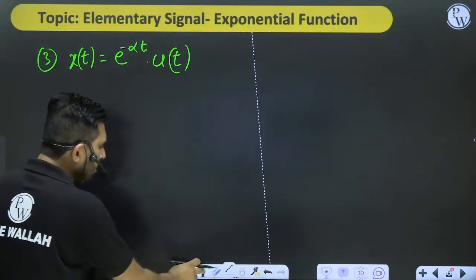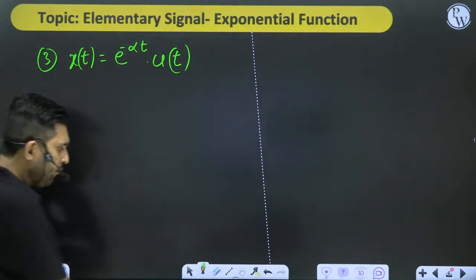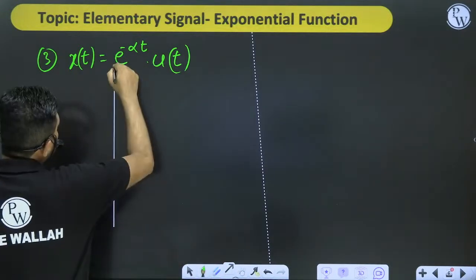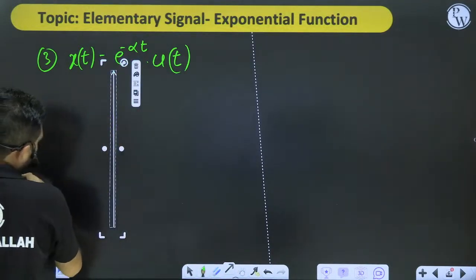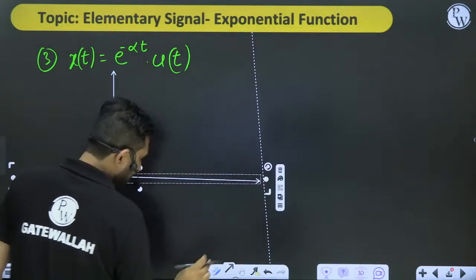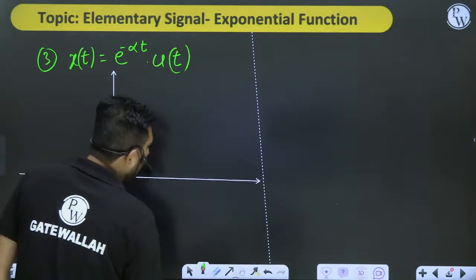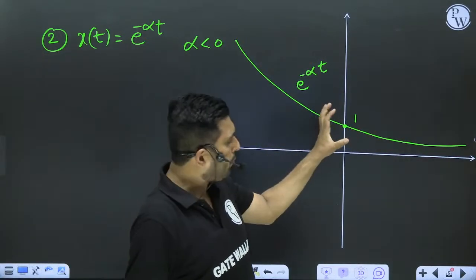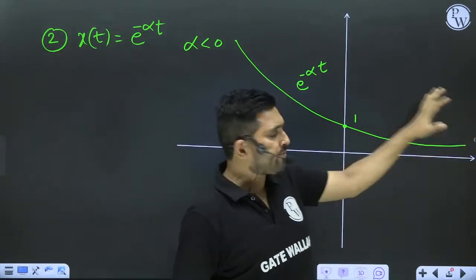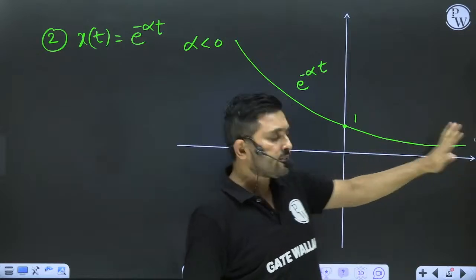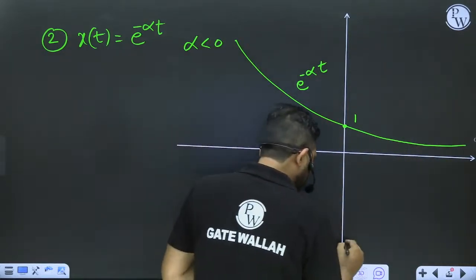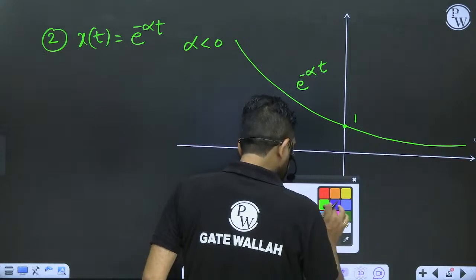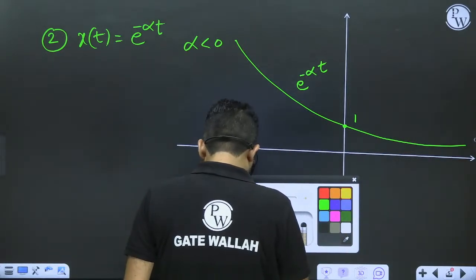Listen carefully. See here, what is happening? This function e to the power minus alpha t is now multiplied with u(t), yes or no? If this function is multiplied with u(t), then see, this is multiplied with u(t). Now, what is u(t)? You know that u(t) is this one, no?